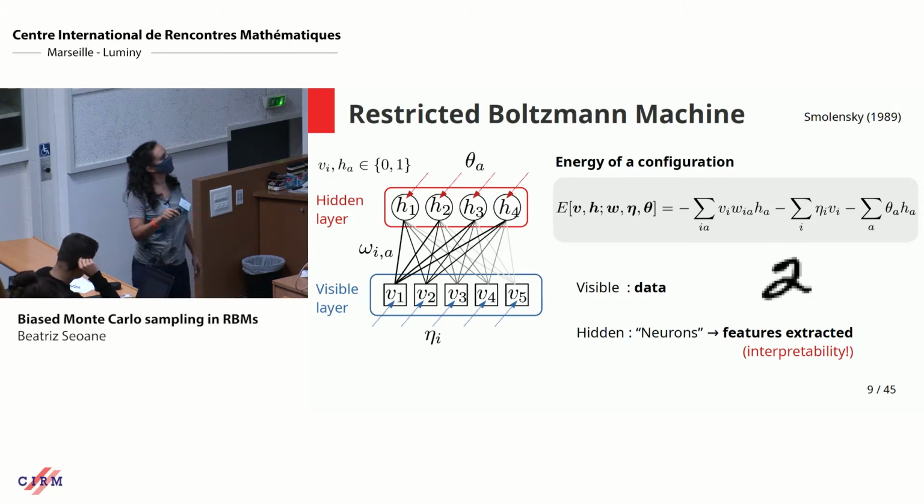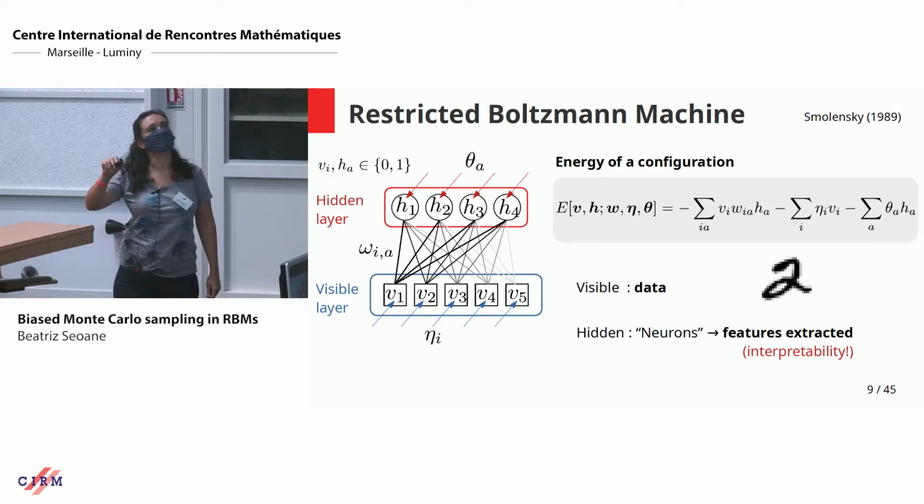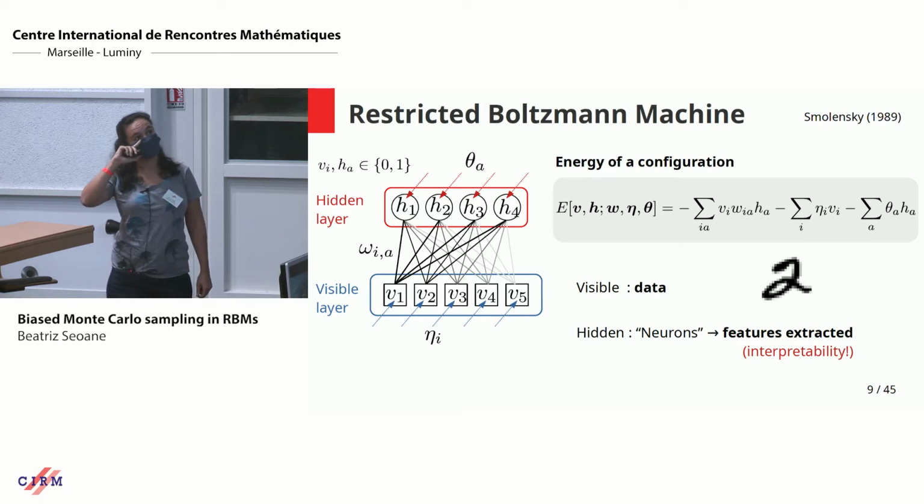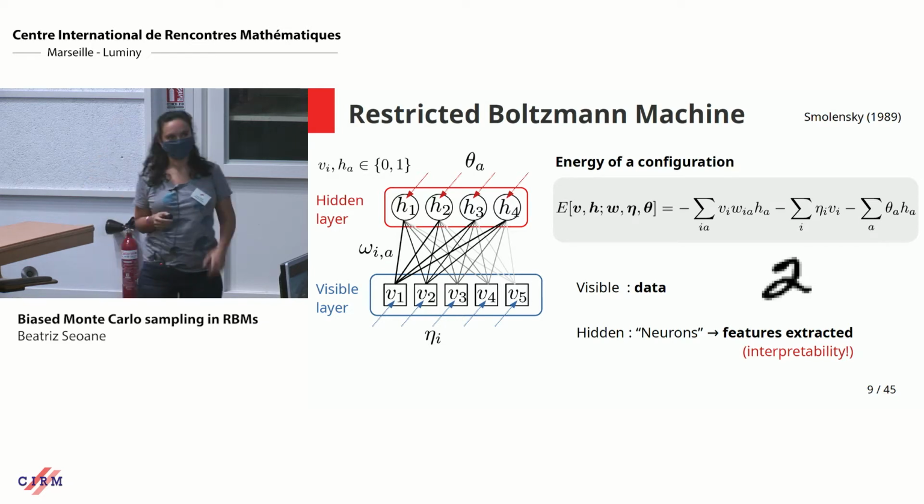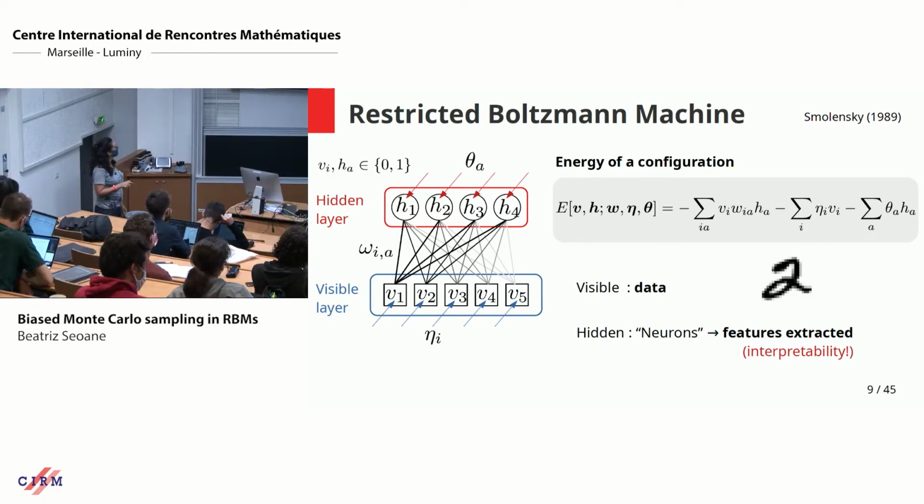And we consider that they have an interaction function, which is quite simple. Visible units only interact with the hidden, and the same the other way around. And later we can also allow fields interacting with each of these variables.